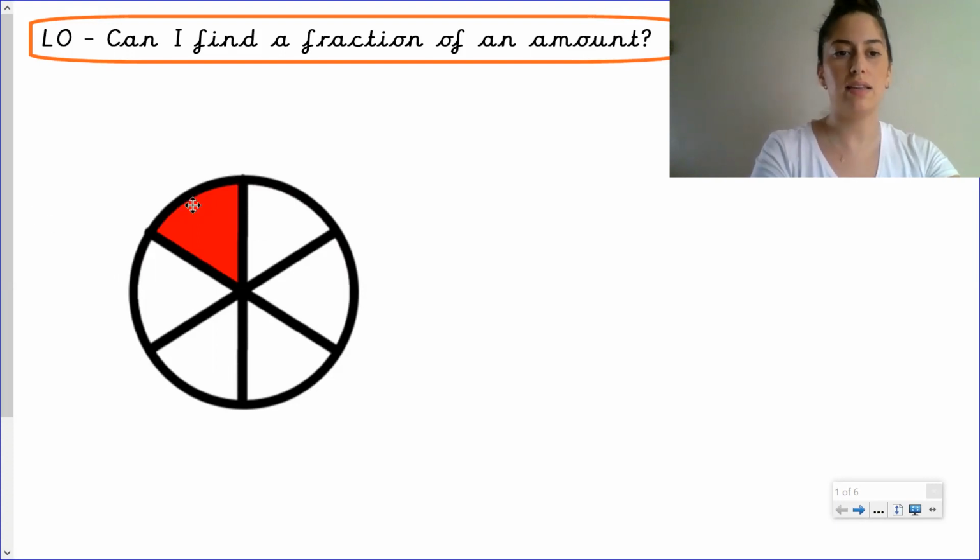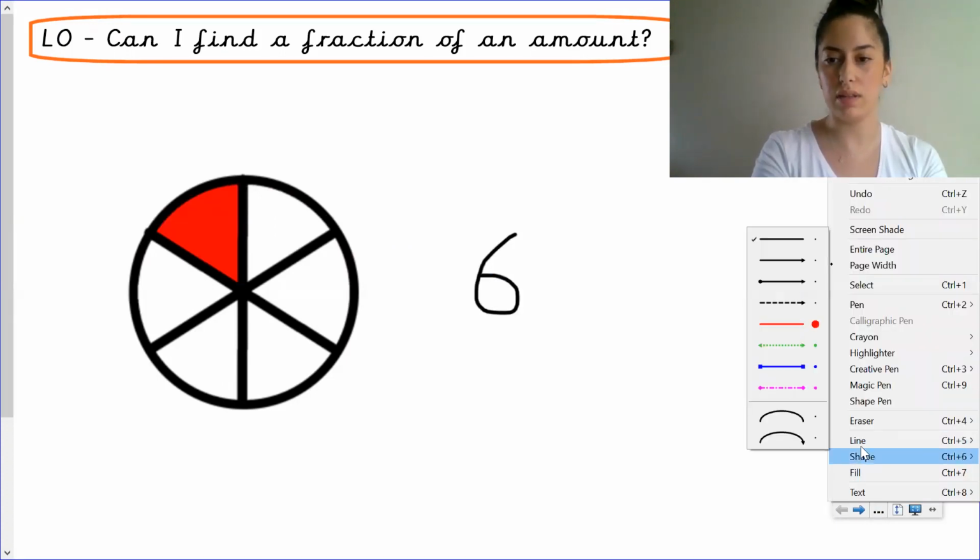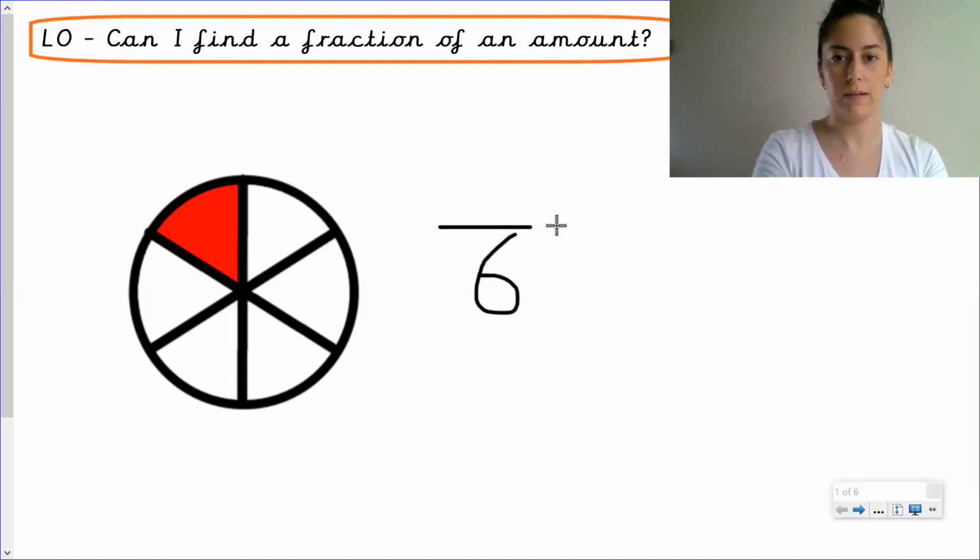So we can see that our circle is divided into 1, 2, 3, 4, 5, 6 equal parts. So my denominator is going to be 6. And use the straight object or ruler that you have to draw a straight line for your fraction. And then we need to look at how many parts are shaded. Only one part is shaded. So 1/6 of the shape is shaded.